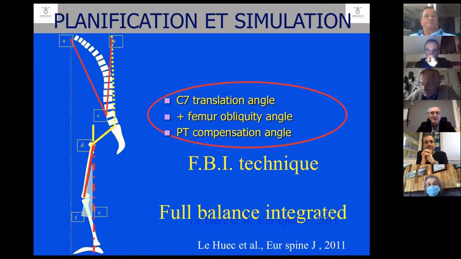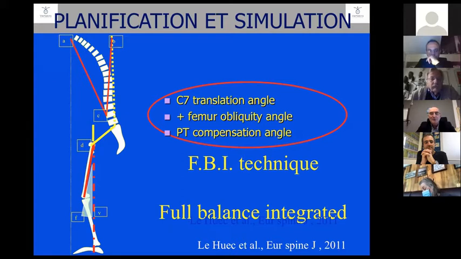This was the first planning I did to try to obtain good results. At this time I took C7 because the C7 vertebra was the reference then. We know today that it's not C7 anymore. You have to take C2 to avoid PJK on top of the correction we do. But this was the first one. This is the first drawing I presented at the European Spine meeting, in 2012.